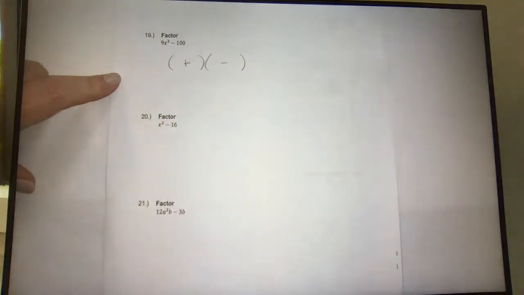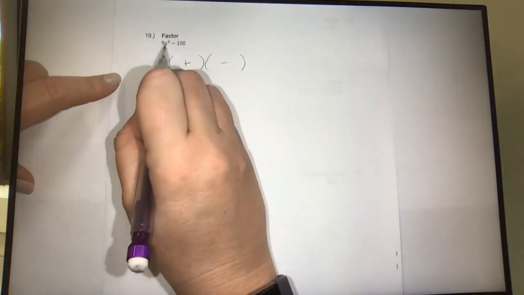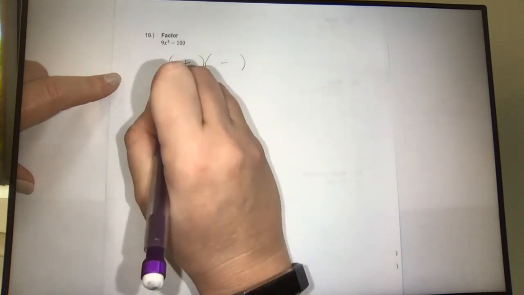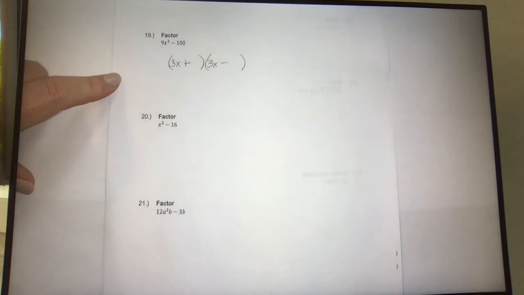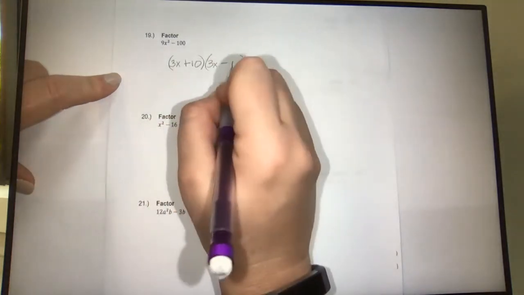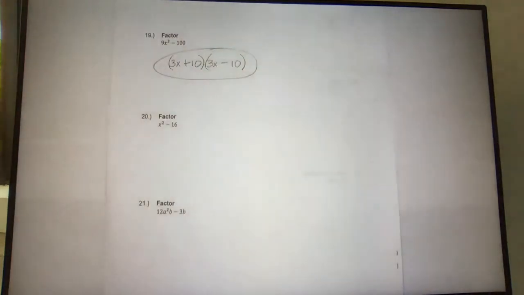Is there a GCF here? Nope. These are both perfect squares. That means you have a difference of squares. A plus and a minus goes in. Square root of the first term, what's the square root of 9x squared? 3x. Square root of 100, 10, and you're done.